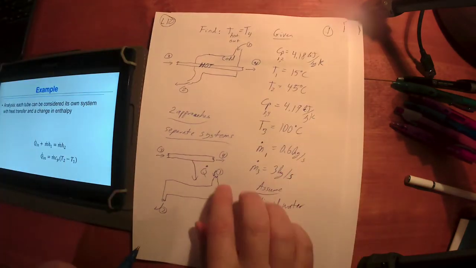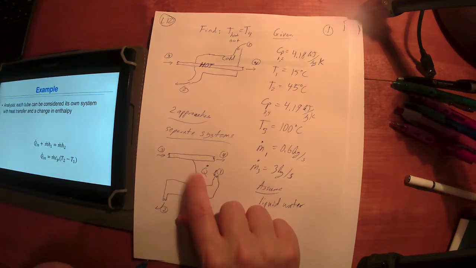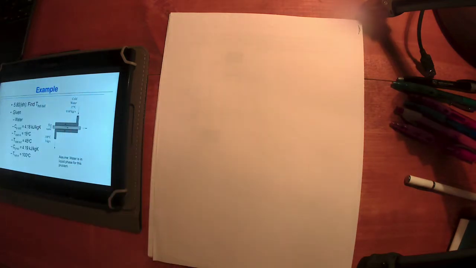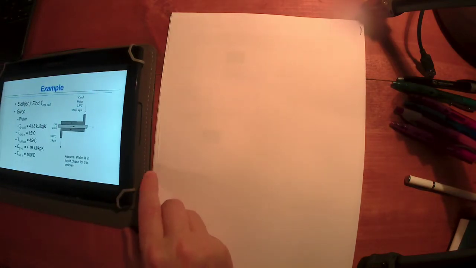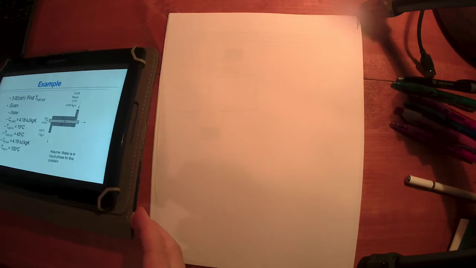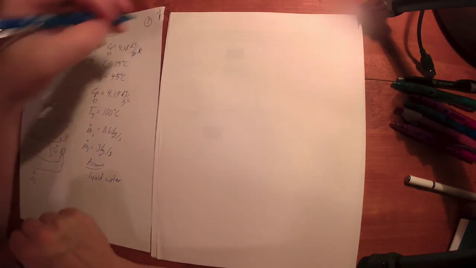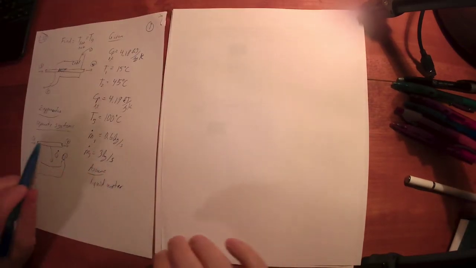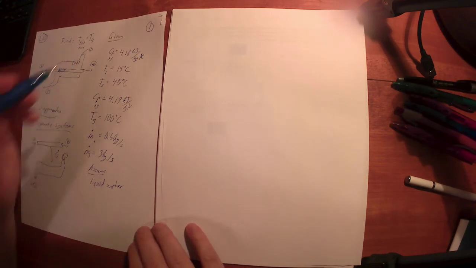This works really good if you need to know the heat transfer between the two pipes. In this case, they did not ask that. Right? They only asked what is the temperature at the outlet. I think we've got everything we need there. Move this to the side. I don't think we need to find this heat. I think all we need to do is find T4.